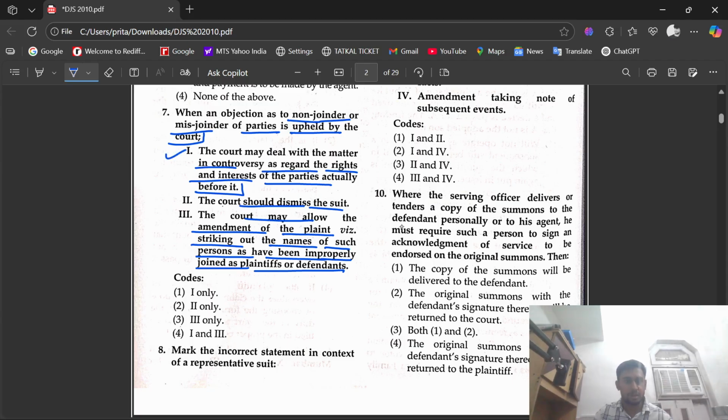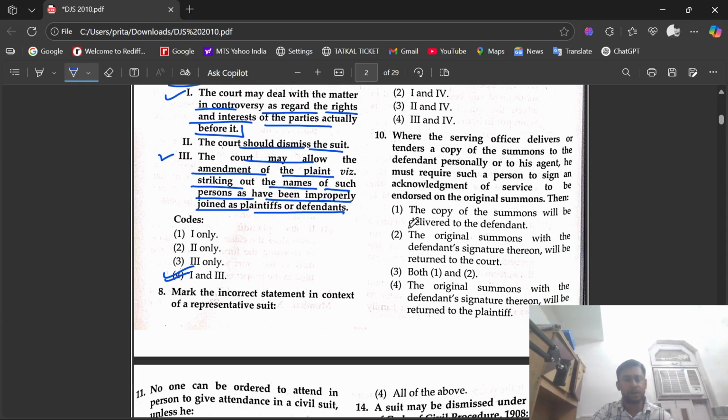So the first is right, the third is right. So the right option is going to be option 4. The court may deal with the matter in controversy as regards the rights and interests of the parties actually before it. The court may allow the amendment of the plaint by striking out the names of such persons as have been improperly joined as plaintiffs or defendants. Okay, the right option is 4.